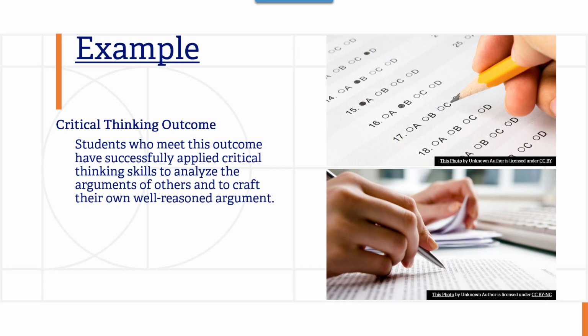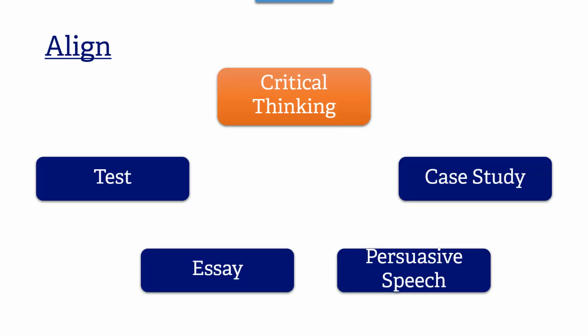Let's say you have an outcome related to critical thinking. Students who meet the outcome have successfully applied critical thinking skills to analyze the arguments of others and to craft their own well-reasoned argument. Well, you can imagine there might be many ways to measure the achievement of that outcome. Two of them on your screen, a test or an essay.